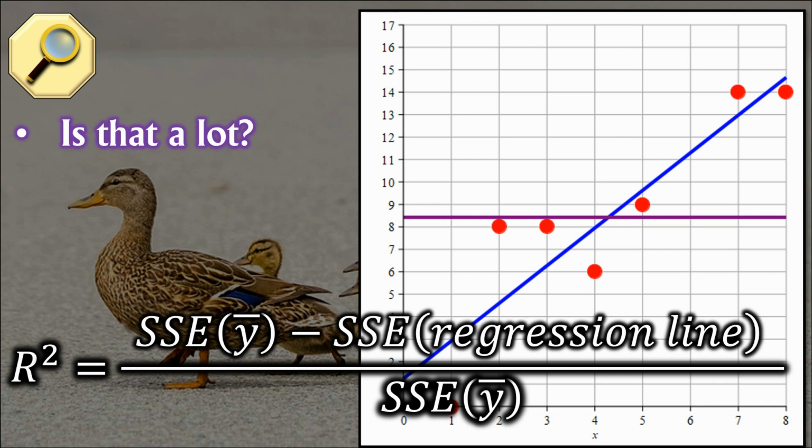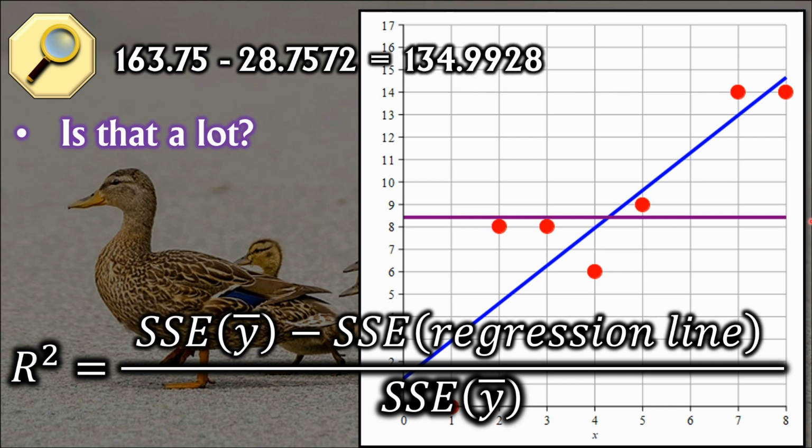Looking back at our points from before, you might recall that with our regression line, the total sum of squared errors ended up being 28.7572. That's the best we can get. Now, if instead you go by the average value and look at the sum of squared residuals from each point to the average value, it turns out it's a whopping 163.75. Just a smidge different, really. The difference between those then is 134.9928. Is that a lot?